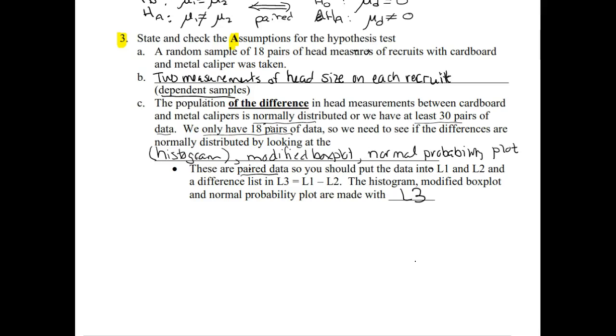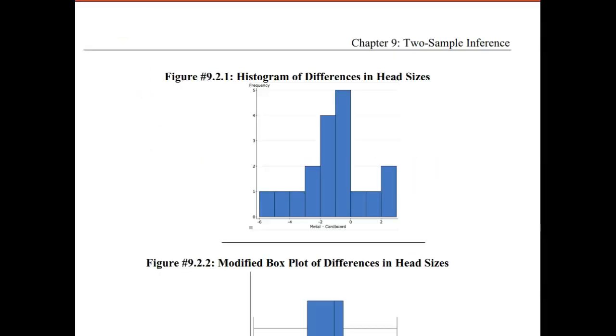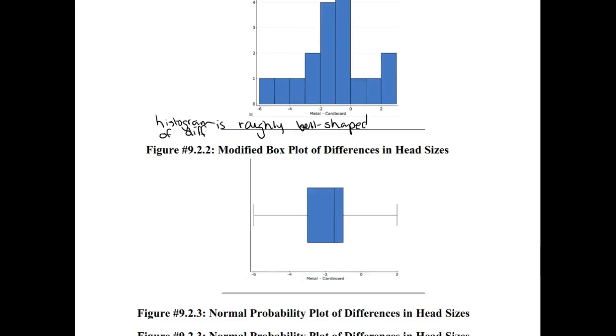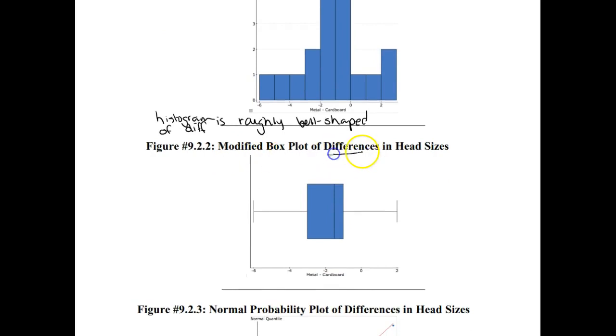Right. So if we run through what those graphs look like, if we were to make a histogram of those differences, it's not the data for metal, it's not cardboard, so down here it's metal minus cardboard, those differences. This looks roughly bell-shaped. So the histogram of differences is roughly bell-shaped. Again, if we look at the modified box plot for those differences, there are no outliers. So no outliers in the differences.